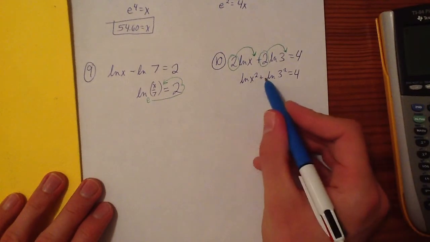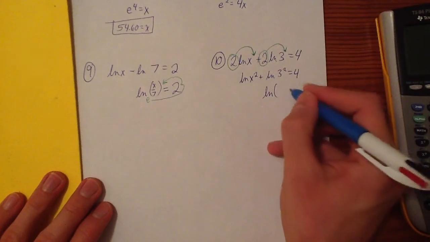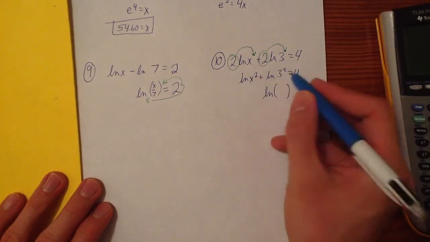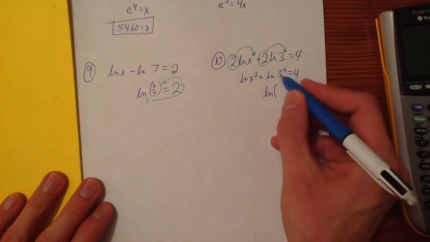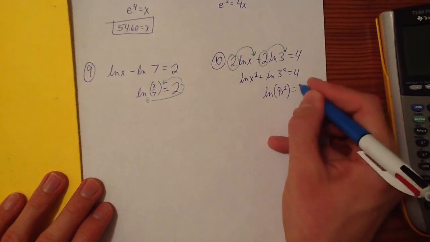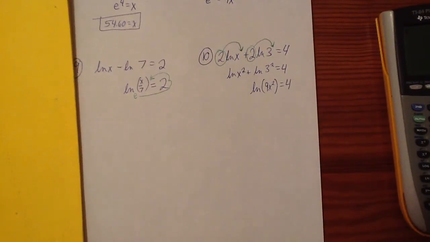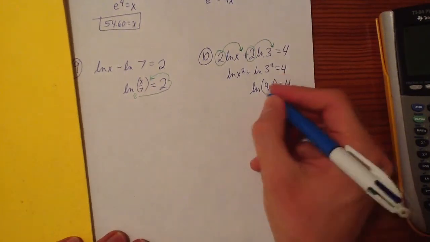Now, when we add logs, we really multiply. So, x squared times 3 squared, well that's 9. 9 times x squared is 9x squared, and that is equal to 4. You know what, I think I will finish this one. And then I'm going to show you the other way too.